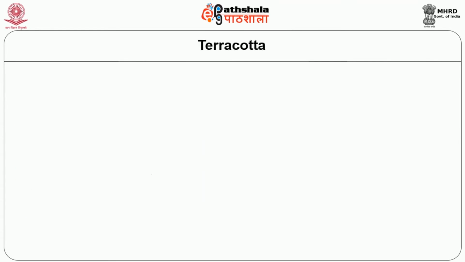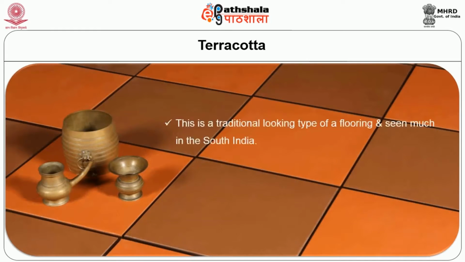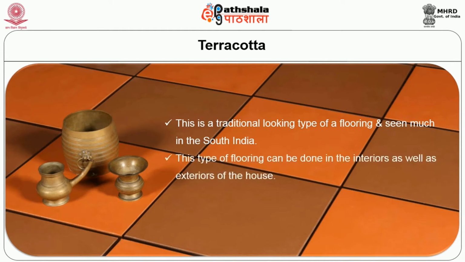The next category of flooring would be terracotta. This is a traditional looking type of flooring and seen much in South India. This type of flooring can be done in interiors as well as exteriors of the house. Kajira is made of terracotta type of tiles.